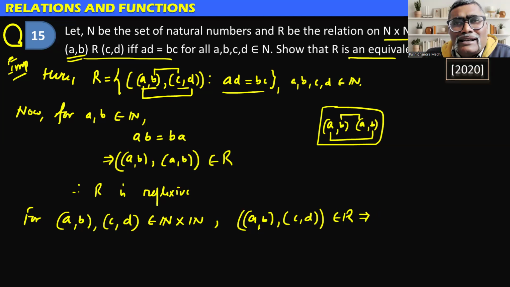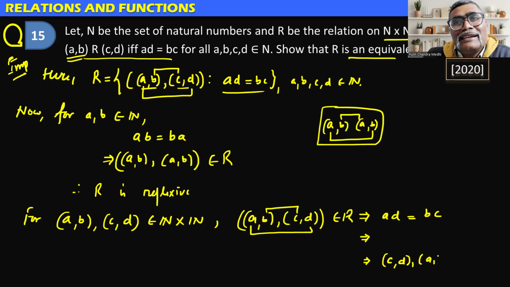So if I am getting this related, what should I get? A times D equals B times C as per the given one. Now, after applying this, I should get C comma D here and then A comma B here. And I know that this will be related, right? So this intermediate step you fill up from the backside and you will see that it will be adjusted.